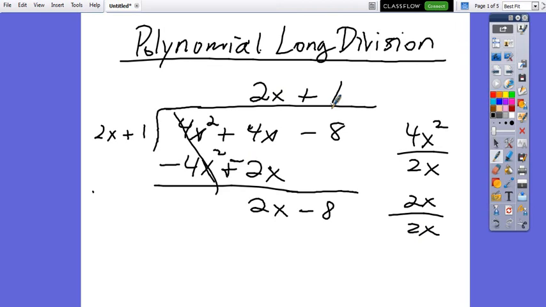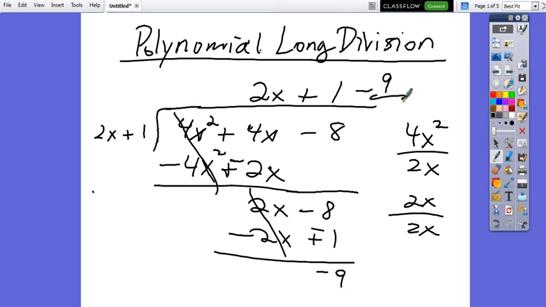Once I've got my plus 1 up there, now I'll multiply the 1 times the 2x plus 1. And that gives me 2x plus 1. But I've got to change my signs because I'm doing the opposite. I'm subtracting. So change these to minus and minus. So 2x minus 2x is 0. Negative 8 plus negative 1 is negative 9. So negative 9 is my remainder, part of my remainder, I should say. Negative 9 over 2x. Exactly. So you're going to take your negative 9, which is part of the remainder, and put it over the divisor. So it'll be minus 9 over 2x plus 1.